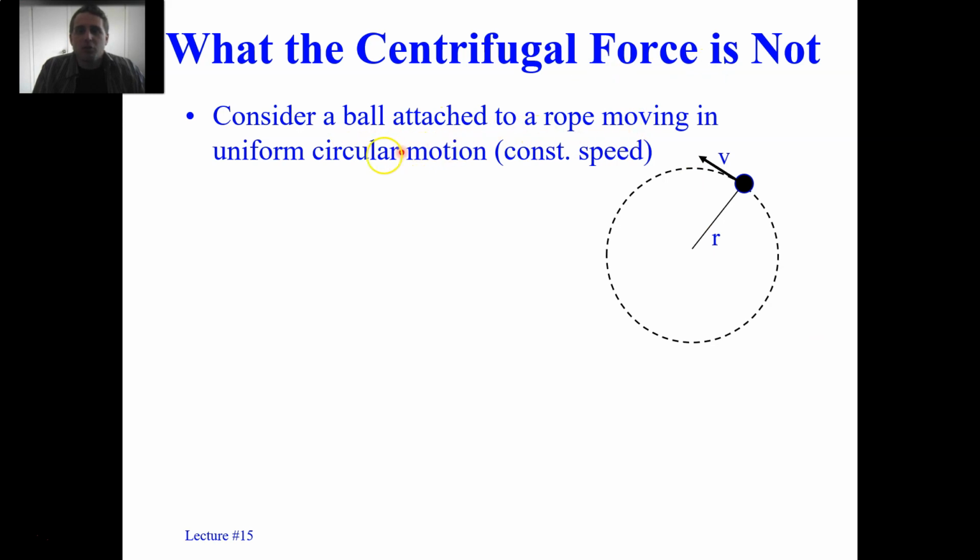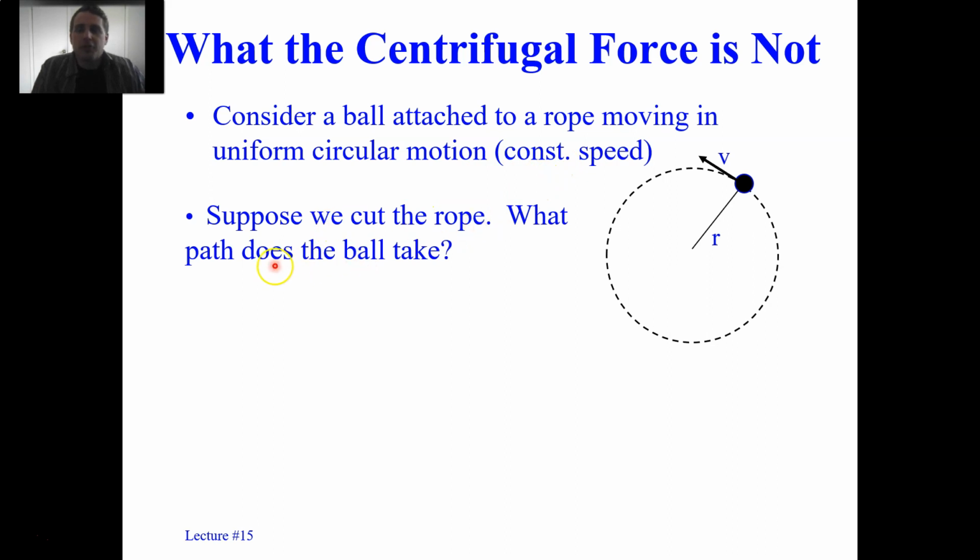So what the centrifugal force is not. Consider a ball attached to a rope moving in uniform circular motion, constant speed. Suppose we cut the rope. What path does the ball take? Now remember, I showed this in a previous video. If you cut the cord, the ball should fly off in a straight line. Why is that? Because the net force is towards the center. The net force is the centripetal force. The tension force is manifesting itself as the centripetal force. And as a result, if we cut the cord, suddenly we don't have a centripetal force.